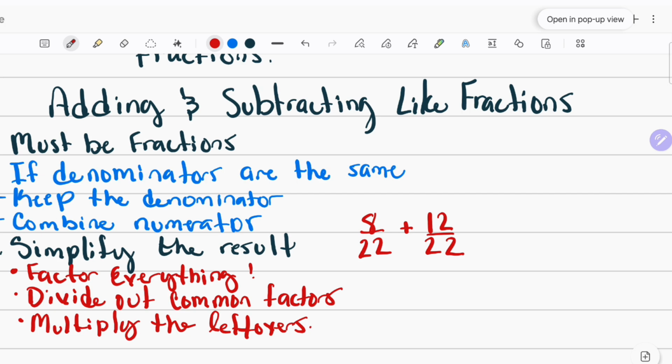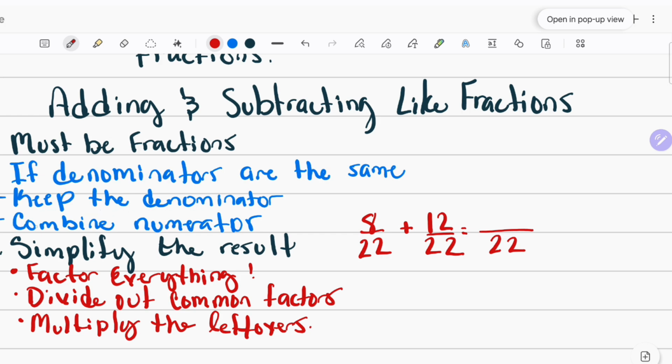We're going to go through the rules to make sure we've got it. Rule 1 says they must be fractions. Already fractions, right? The next step says if the denominators are the same, draw a fraction line and keep the denominator. Bring it on over. That's what we did. We keep the denominators.